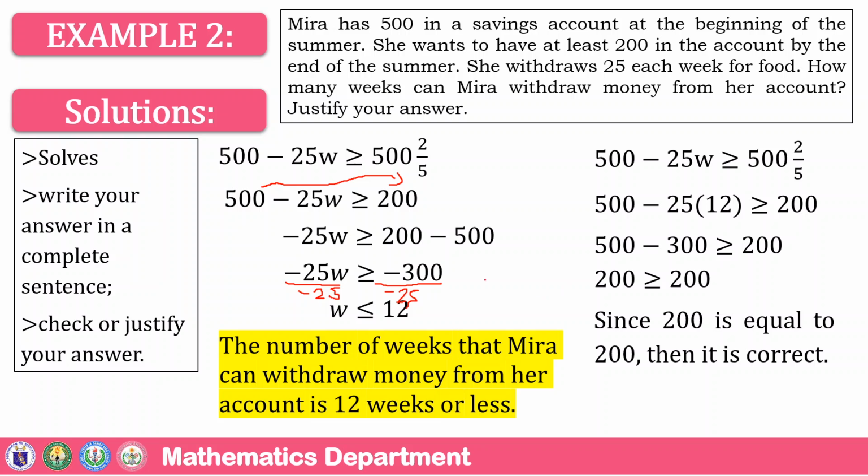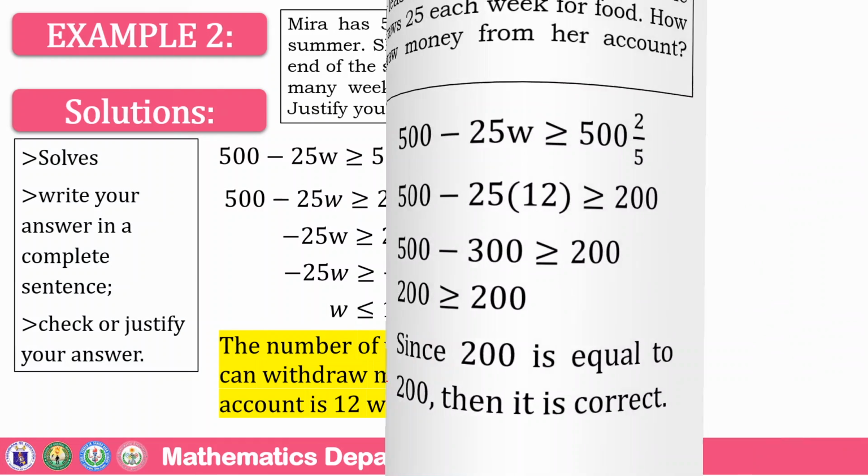Bakit po? Kasi, meron tayong symbol dito na equal. So, that is greater than or equal. May "or" siya. So, ibig sabihin, i-apply natin dito is yung equal. Kasi, ang 200 tsaka ang 200 is equal. So, that is correct. Okay? Okay, so proceed tayo.